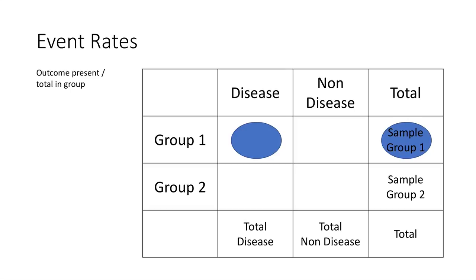Event rate is the rate of the outcome present, the disease or the injury, to the total for that group. So we can actually calculate this for both groups. It's going to be important.